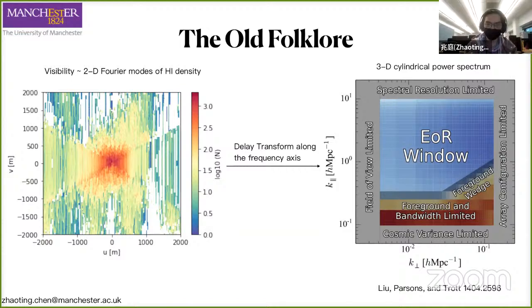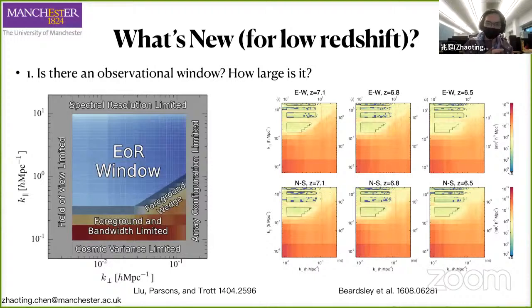They have done tremendous, amazing work on this, but it has not been studied in detail at low redshift. So what we want to do is answer a set of basic questions: for these low redshifts, is there actually an observation window? And if so, how large is it? Because ideally you will always have this window, but in reality it depends on multiple things: your foreground signal, the contamination, the instrument, the frequency resolution, and so on. So we want to answer that.